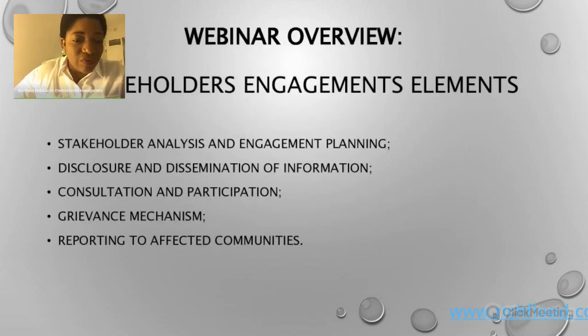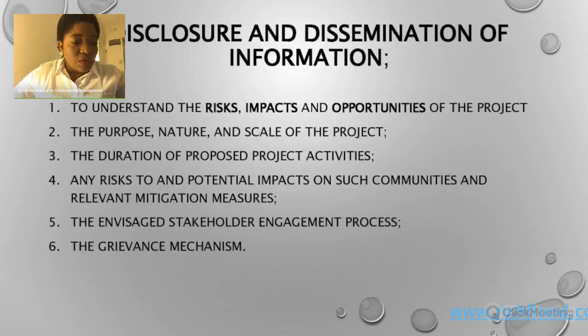Disclosure and dissemination. Don't forget we are capturing these 5 bullet points. So we move forward to disclosure. Number 2, disclosure and dissemination of information. So at this stage, just like the name implies, the disclosure of relevant project information helps the affected communities and other stakeholders to understand the risk, the impact, and opportunities of the project.